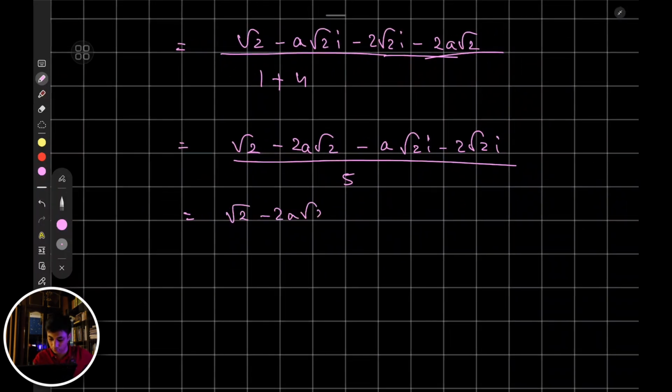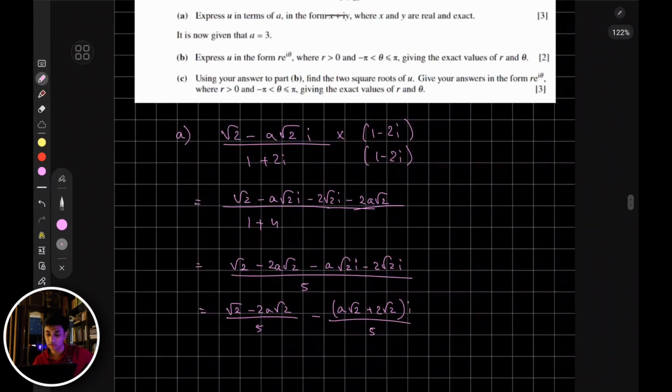Real part: √2 minus 2a√2, divided by 5. And the imaginary part: you can bring the minus to the front and say minus (a√2 plus 2√2) i divided by 5. So you can represent it this way as well, and I guess this is the form they wanted.